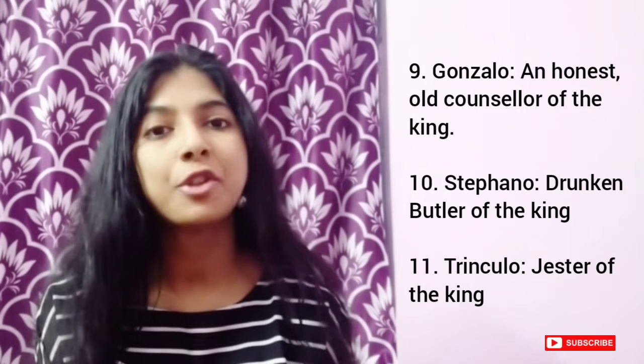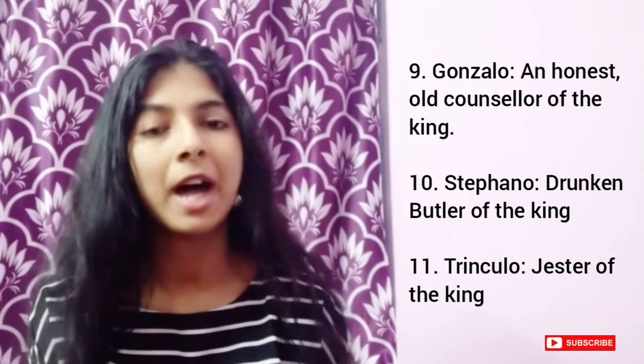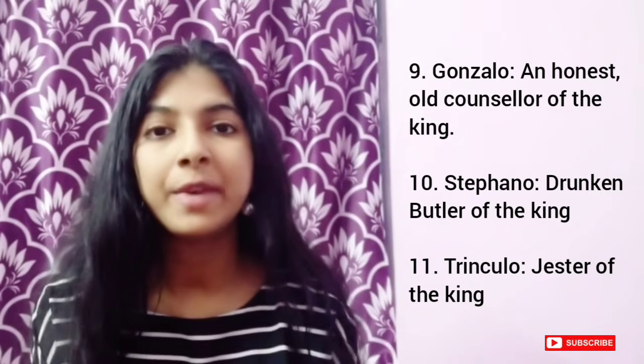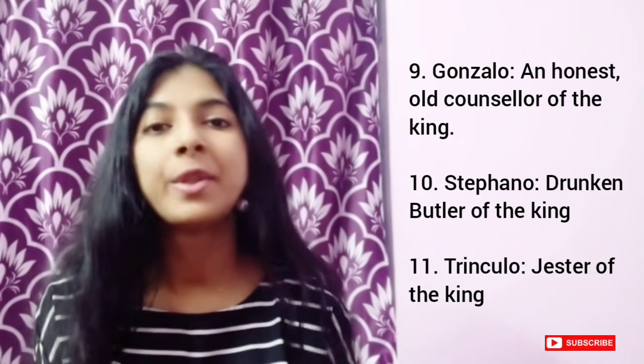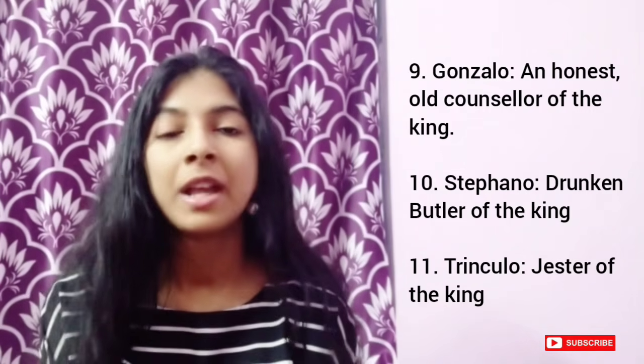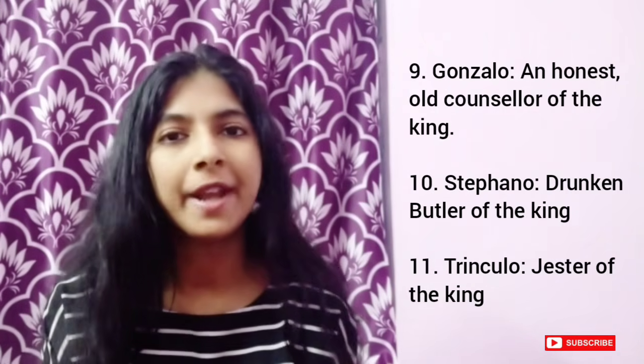Butler means the chief manservant of the house. And finally we have Trinculo, who is the jester of the king. Jester means a fool or an entertainer. So these are the main characters of Tempest. Now let's take a look at the act-by-act summary of The Tempest.